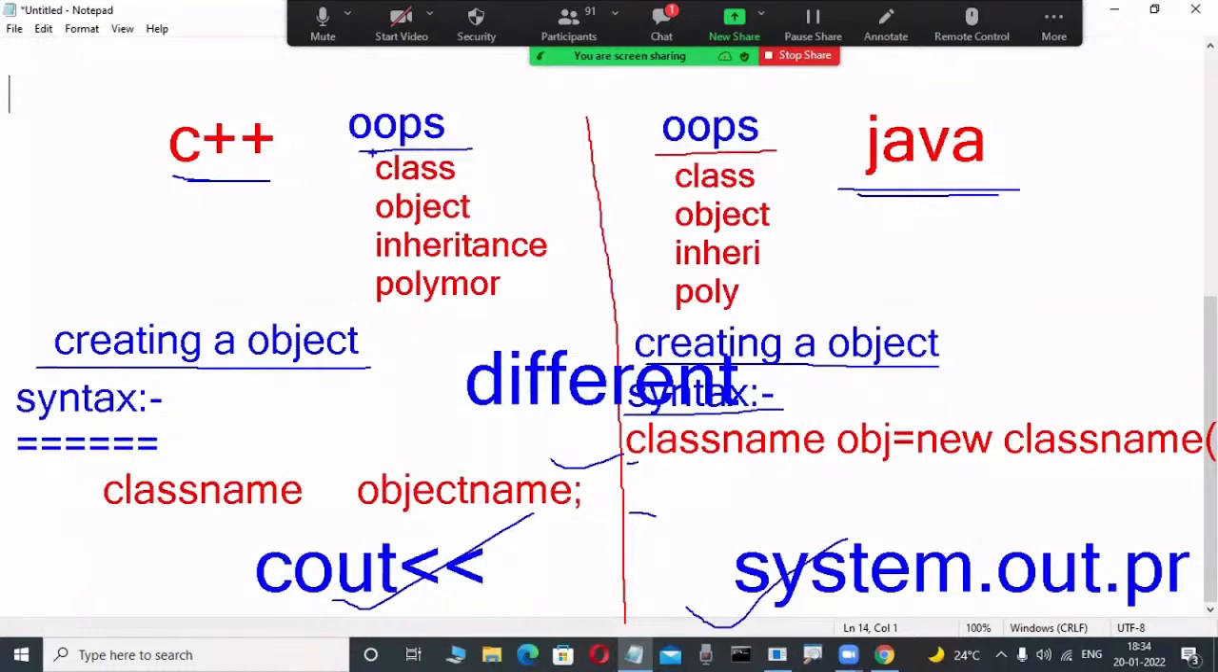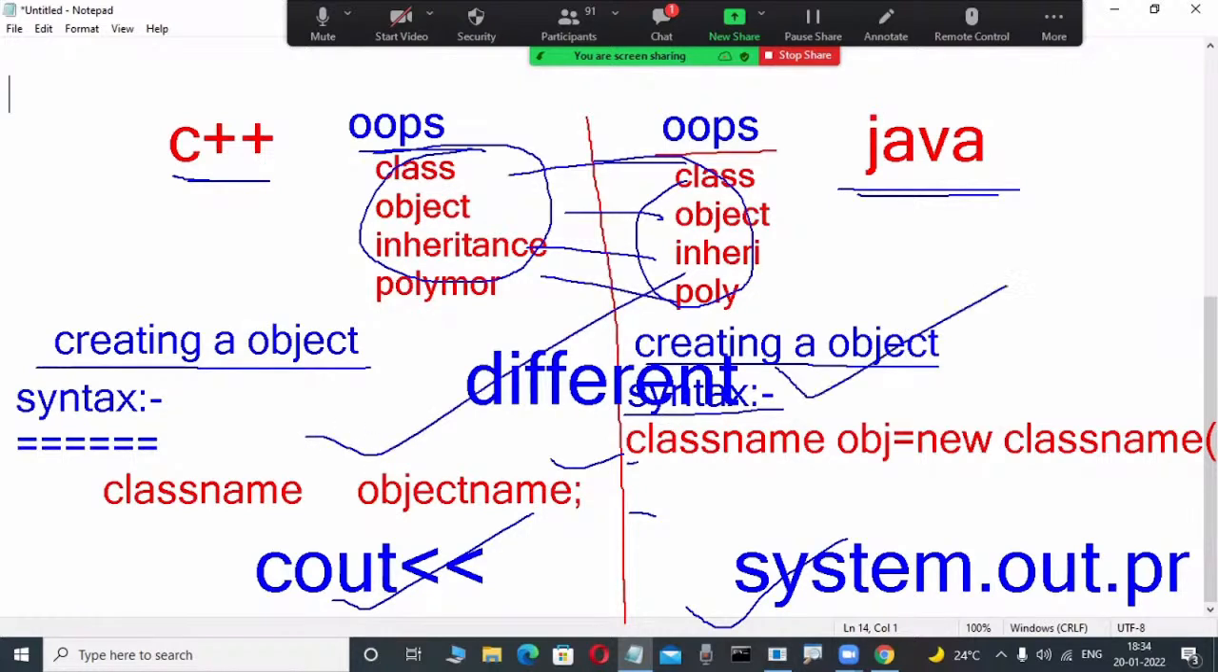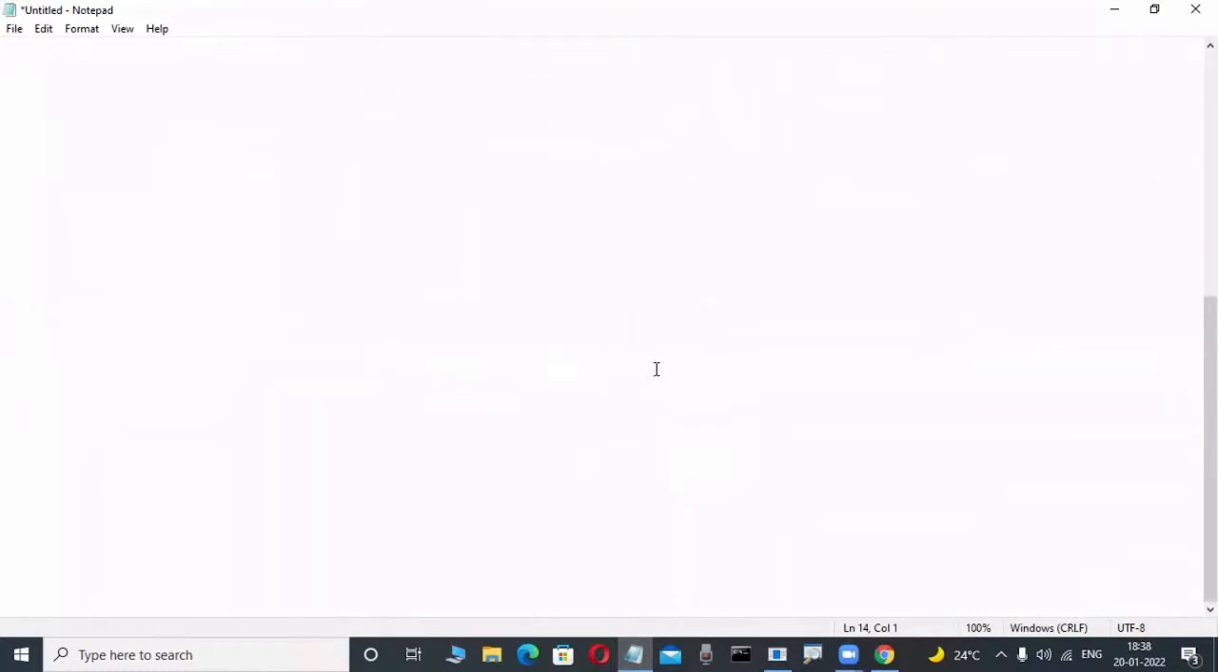But conceptually, the OOPs concepts are the same: what is a class, what is an object, what is inheritance, what is polymorphism. Same, but syntactically totally different. Why? Because those are two different languages, two different products from different companies. That's why functions and syntax are different. Same like here, also observe here.